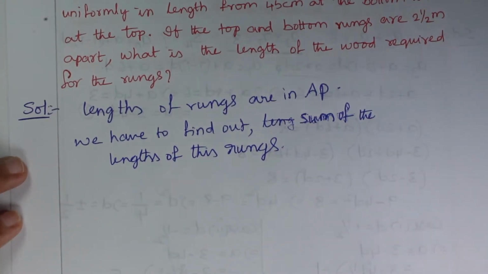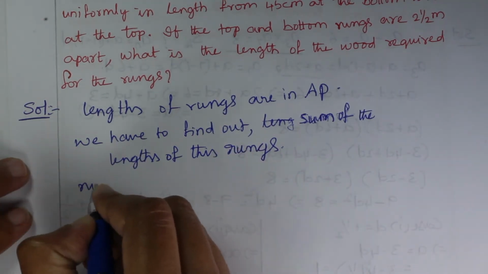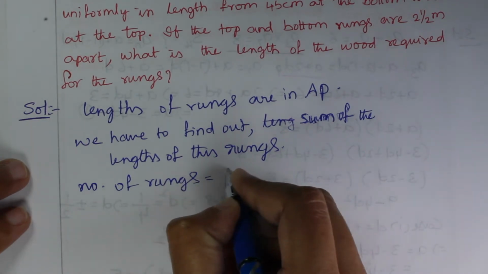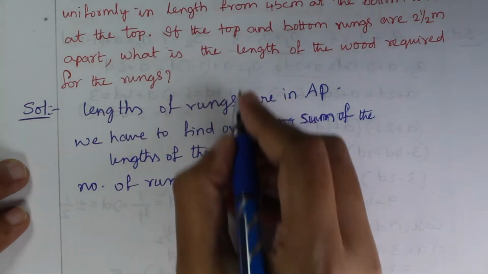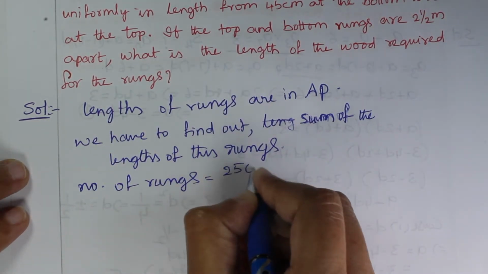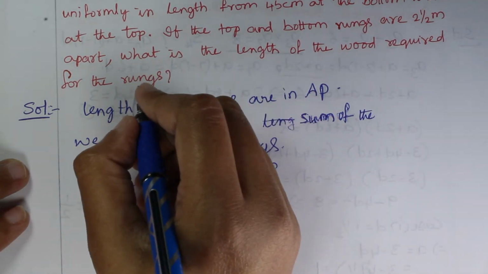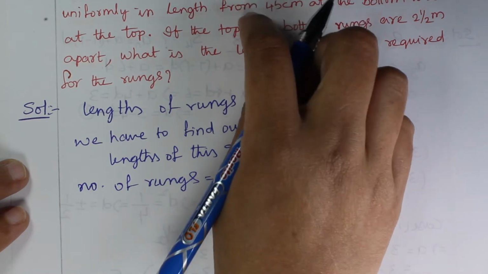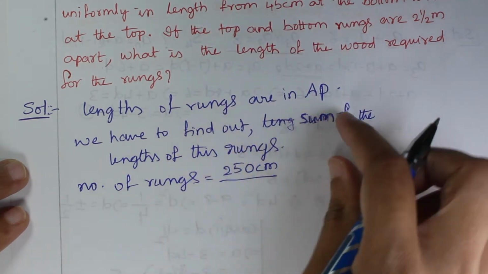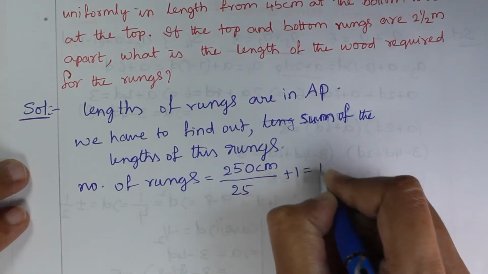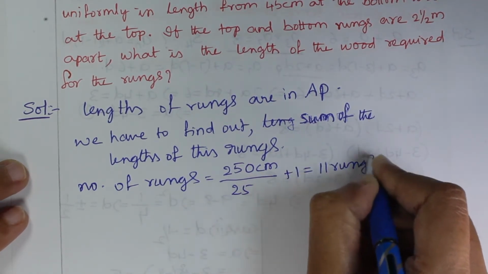First of all, let's find out how many rungs are there. Number of rungs is equal to the total distance, that is 2.5 meters, which is 250 centimeters, divided by 25, since each rung is 25 centimeters apart, plus 1, that is equal to 11 rungs. So there are 11 rungs.